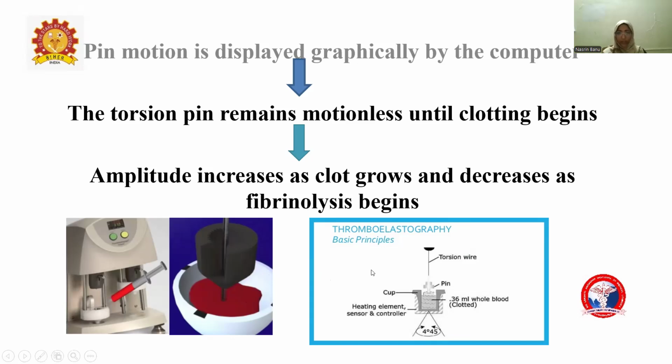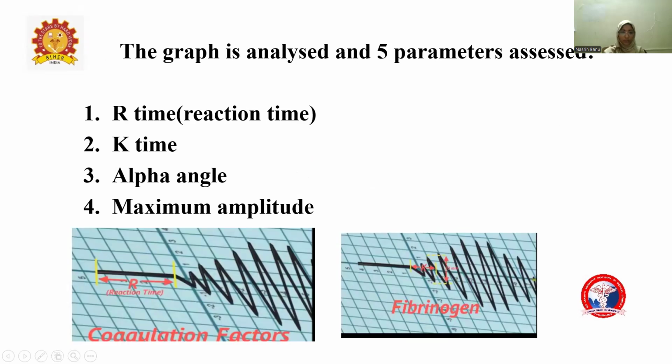This is the TEG machine. Here, this is the principle. This is citrated blood; 0.36 ml of whole blood is added. In that, a pin is immersed. The pin is connected to the torsion wire, and the cup rotates at an angle of 4 to 45 degrees. The pin just moves when the clot formation occurs. This pin, which is immersed in the citrated blood, will start to move. Along with that, the torsion wire moves, and this torsion wire is connected to the computer. This computer will show this pattern.